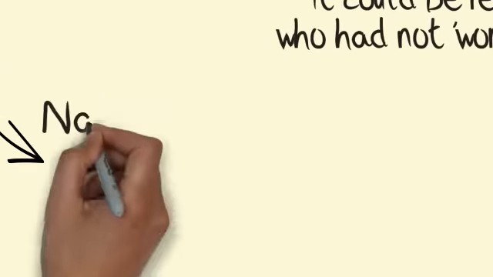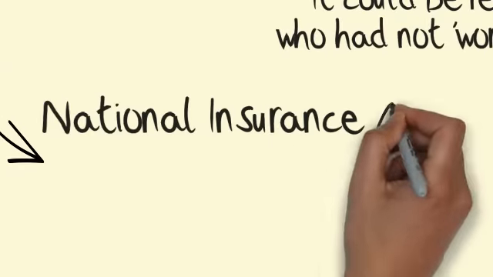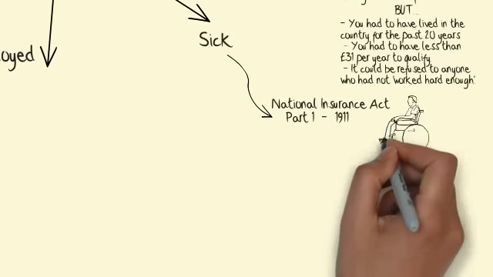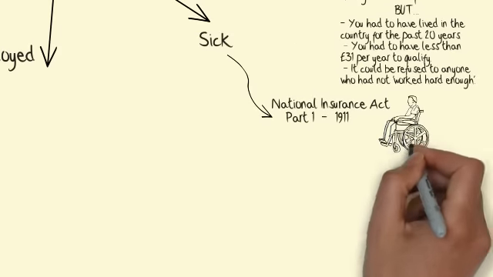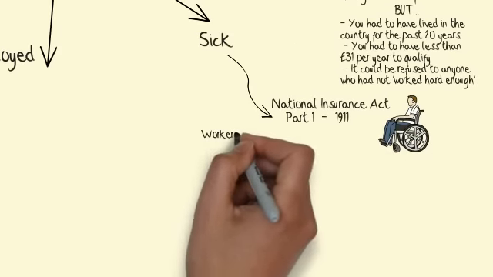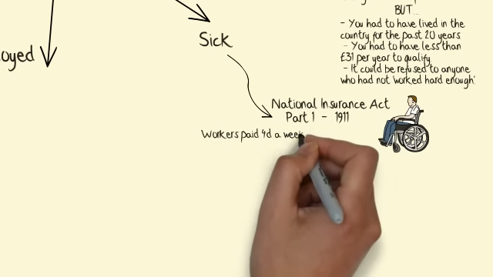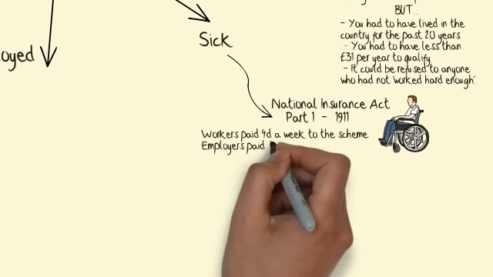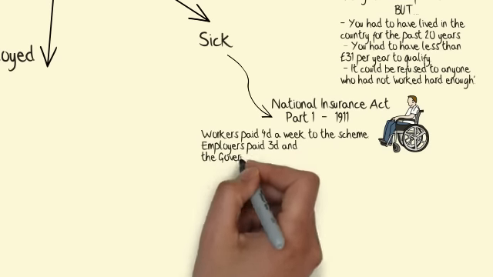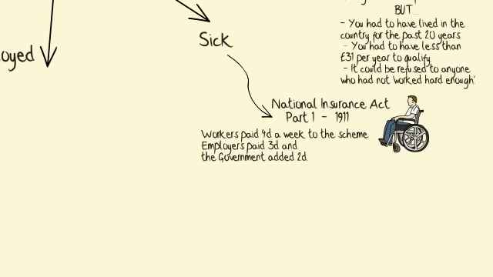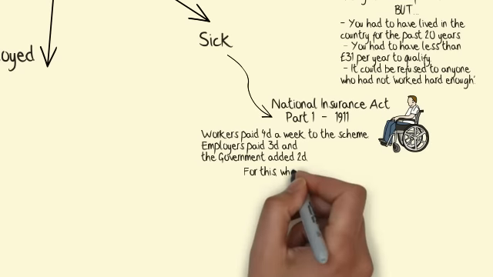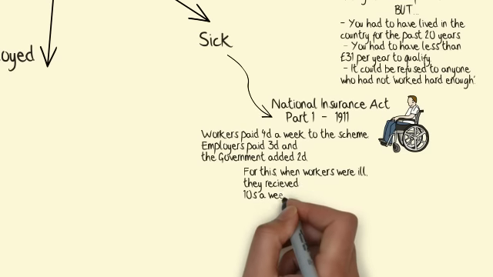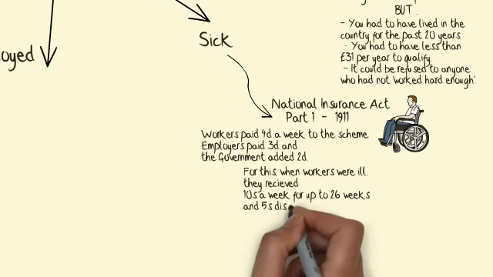For the sick, the National Insurance Act Part 1 in 1911 set up an insurance scheme in which workers paid in 4p a week, employers paid in 3p, and the government added another 2p. For this payment, when workers fell ill, they received 10 shillings a week for up to 26 weeks, and a 5 shillings a week disability pension if they were unable to return to work.